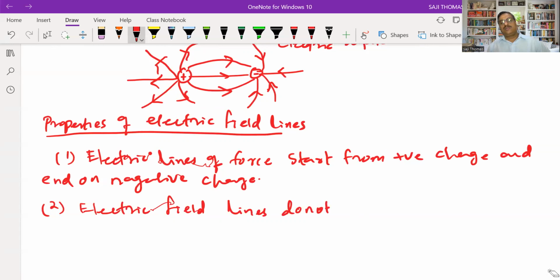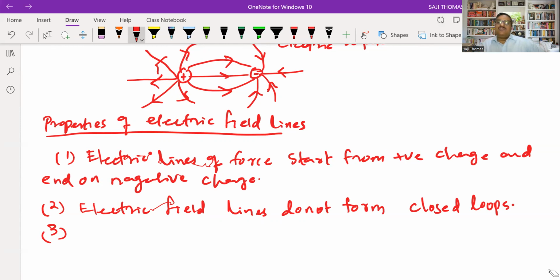Do not form closed loops. Then another important property: electric field lines never intersect. No two field lines intersect. What happens if they intersect?